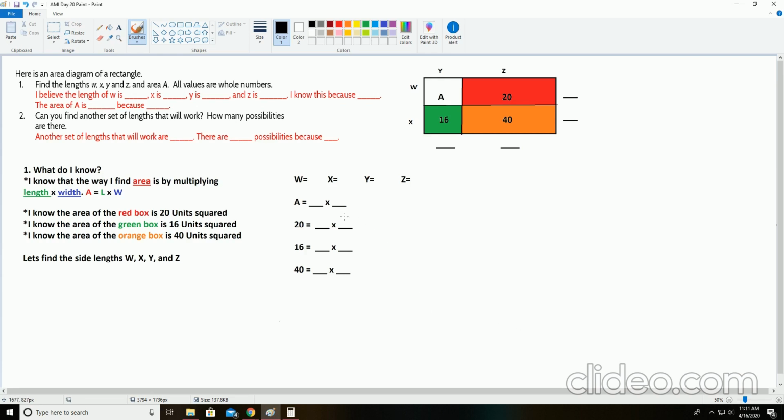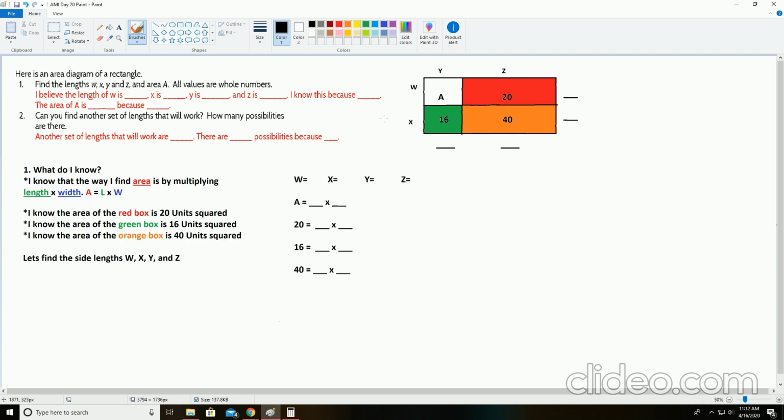I have cut and pasted it onto a Paint document so that we can do this a little interactively. So here's your two questions up here at the top, and it says, here is an area diagram of a rectangle. Now, I do want to point out I have made a mirror problem here, so this problem is not the exact one on your sheet. The words, the sentence stems, are the same. I have just changed your diagram over here for what we're going to be finding area with.